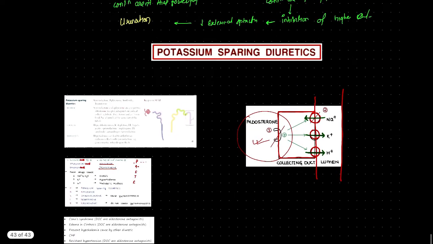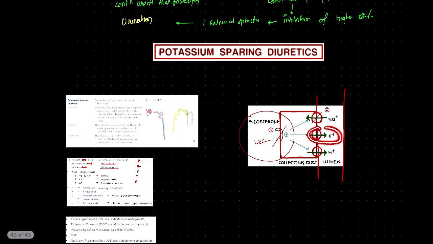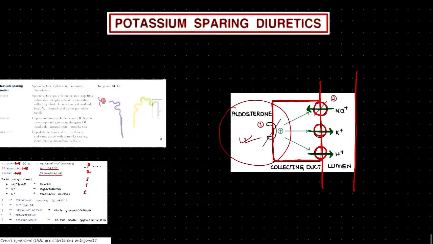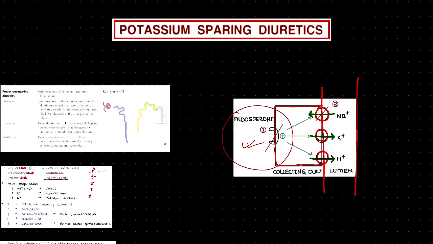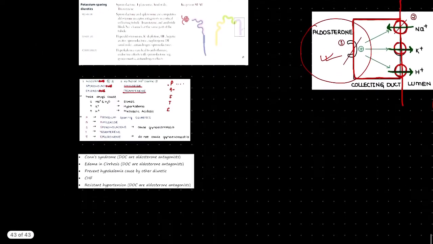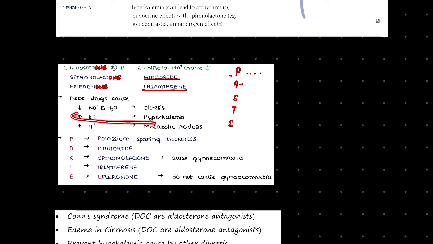Another important thing I would like to mention here: why are these potassium sparing diuretics? Because they are not causing hypokalemia. That means the level of potassium is increasing in our bloodstream. It is not causing excretion of potassium, so it is called potassium sparing.